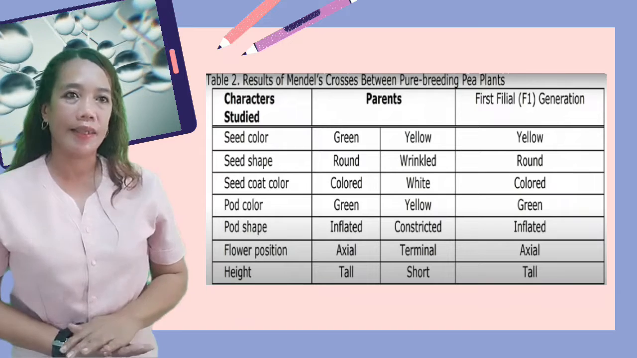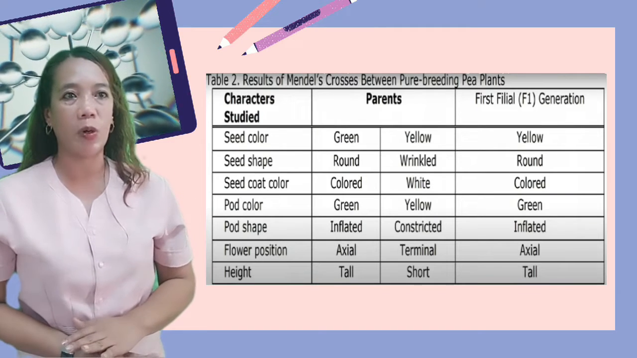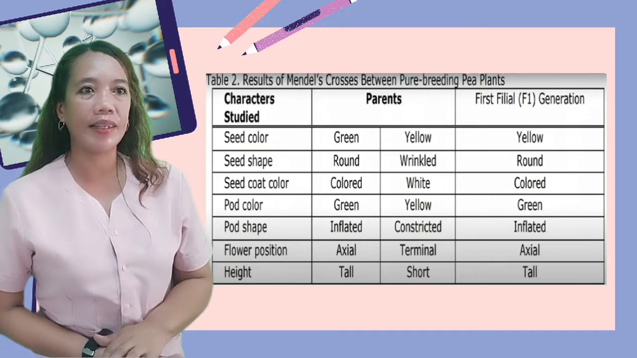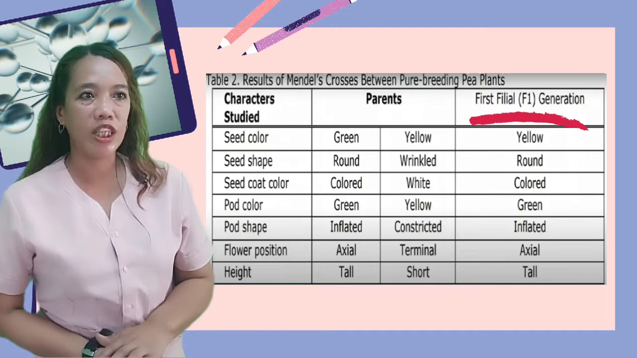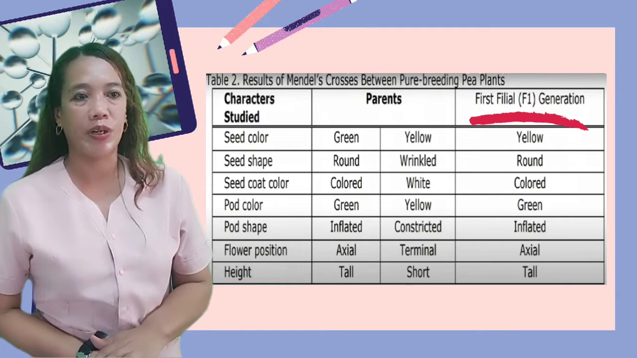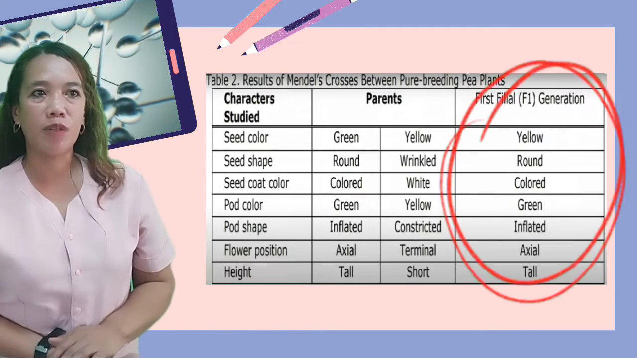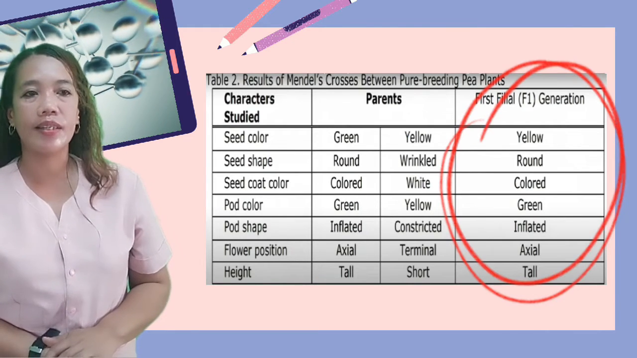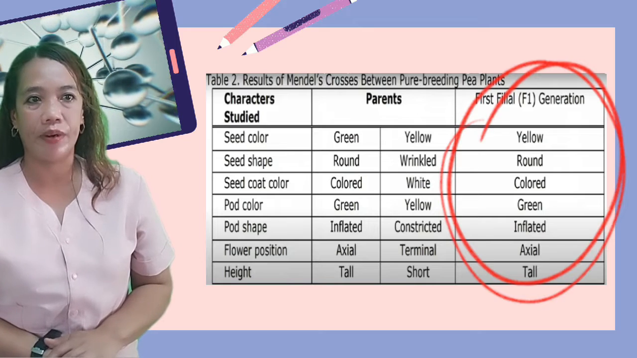In Mendel's experiment, he began cross-pollinating peas with contrasting traits. He called this cross the first parental generation or P1. The table shows the result of Mendel's process between pure breeding pea plants. We have in the table the characteristics being studied, the first parental generation or P1, and the first filial generation or F1. The first filial generation or F1 is the offspring of the parental cross.